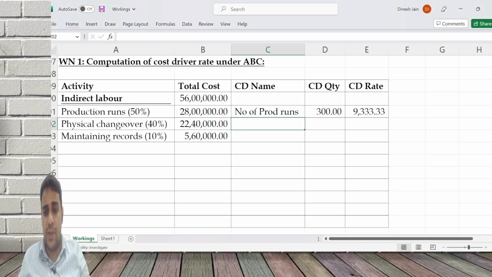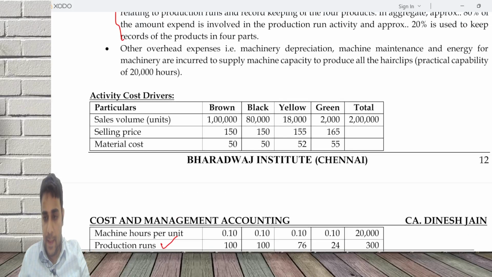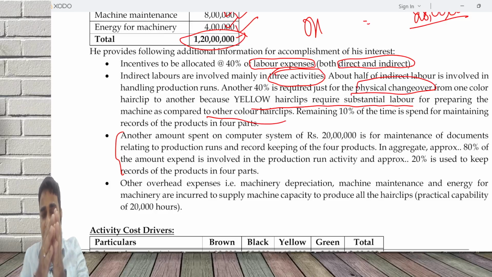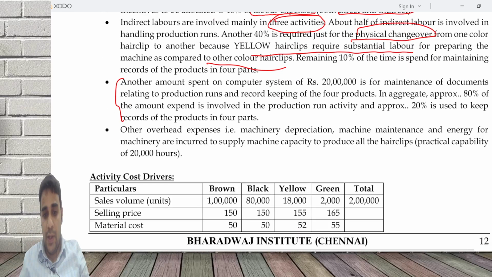Any doubts on this number of production runs? Then they are mentioning that 40% is required for physical changeover from one color hair clip to another, because yellow hair clips require substantial labor for preparing the machine as compared to the other color hair clips. Physical changeover is basically setting up of the machine. You will have to set up the machine and start manufacturing.